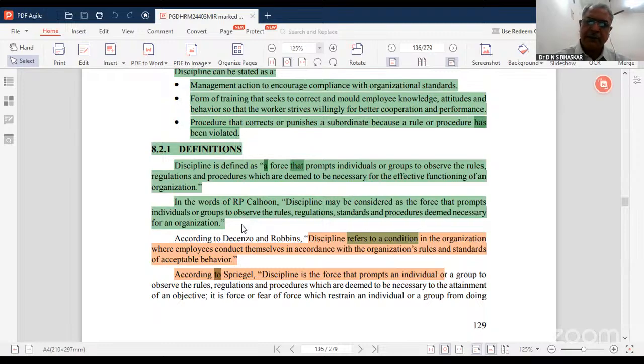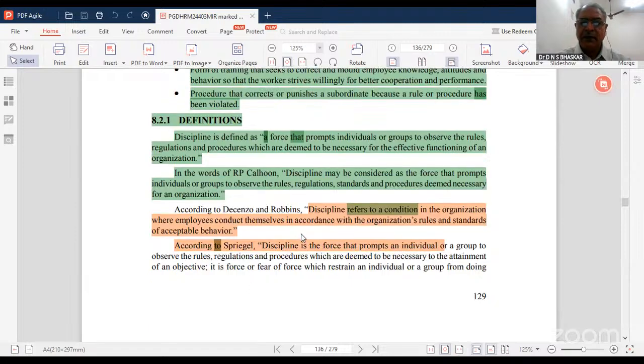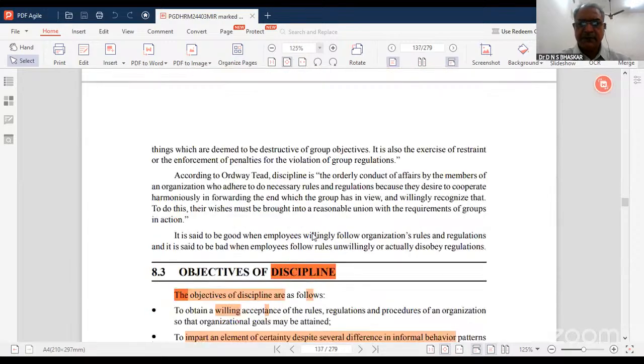In so many appointment orders also we see all the rules and regulations from time to time, they must be adopted by the employee. That is always there. Whatever the rules, regulations, standards, procedures established by the organization, they must be followed by the employee without any exemption. Discipline refers to a condition in the organization where employees conduct themselves in accordance with the organizational rules and standards. This is the important definition aspect you can understand.